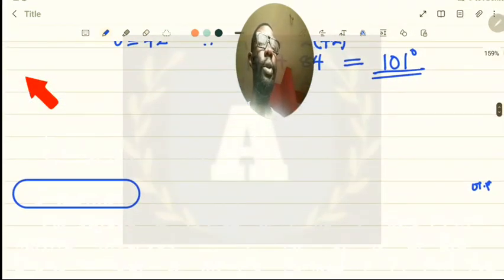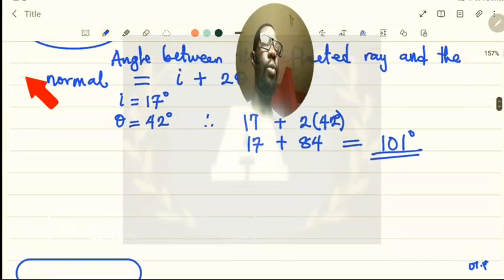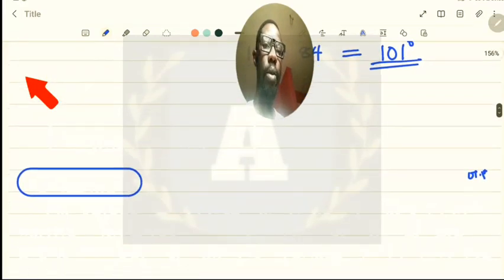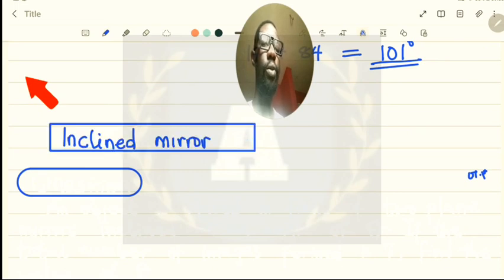So those are the questions that have to do with rotation of mirror. Now, in another aspect, we have the aspect that has to do with inclined plane. And the question reads, what's the question?